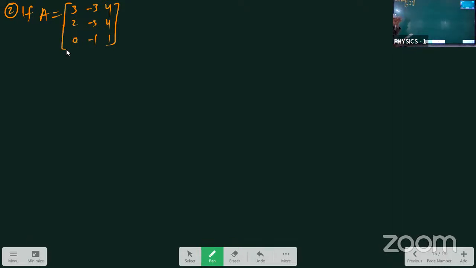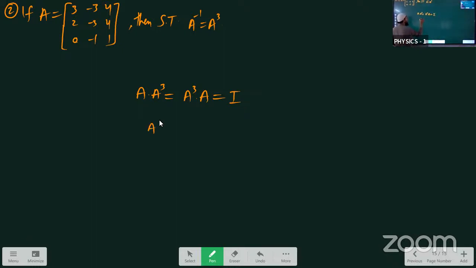Okay. If the A matrix is given, then show that we have to prove A inverse is equal to A cube. So before showing this, we should know the concept of A inverse. From the definition of inverse, if I prove that A into A cube is equal to A cube into A, is equal to I, then I can directly say from the definition of inverse of a matrix that they are inverses of each other. A inverse is equal to A cube, or A cube is equal to A inverse, A cube whole inverse is equal to A.